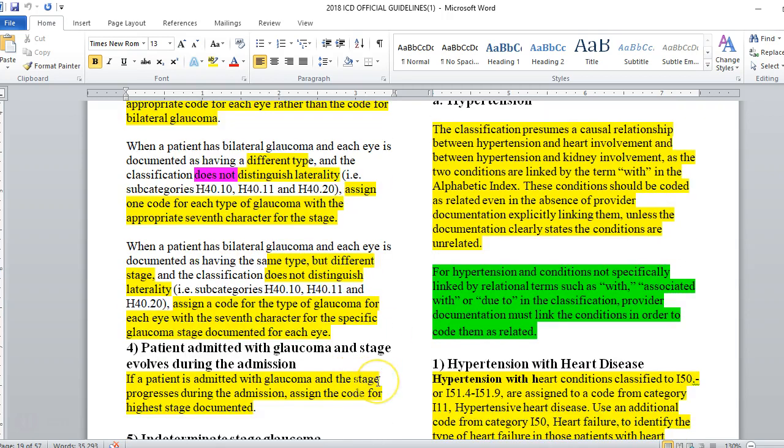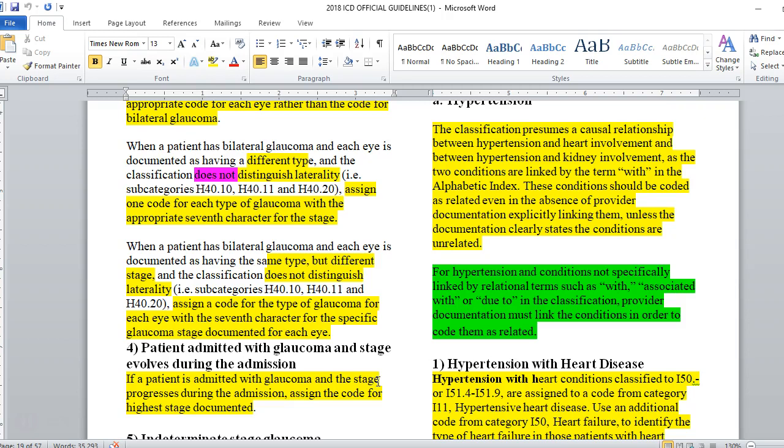Now, when a patient has bilateral glaucoma and each eye is documented as having the same type but different stage, and the classification does not distinguish laterality, assign the code for the type of glaucoma for each eye with the seventh character for the specific glaucoma stage documented for each eye.